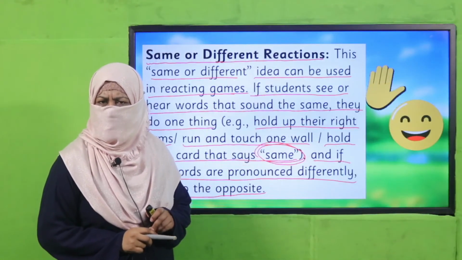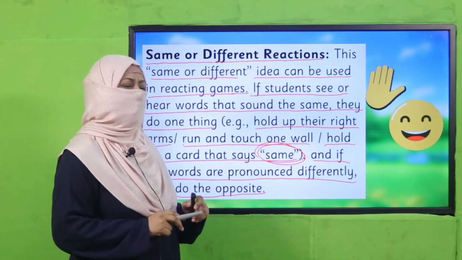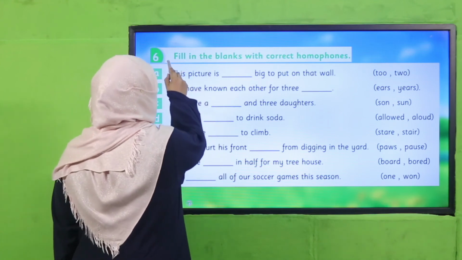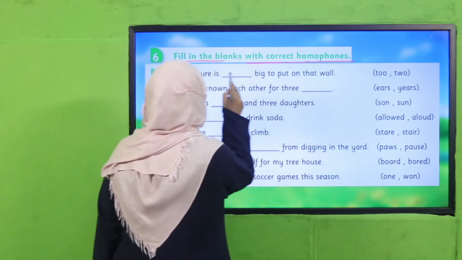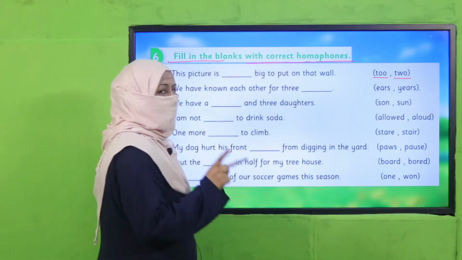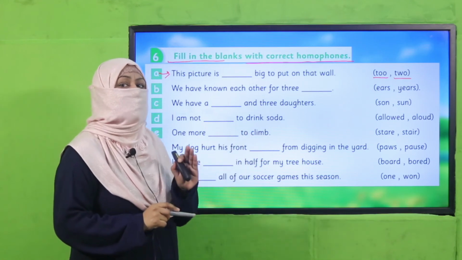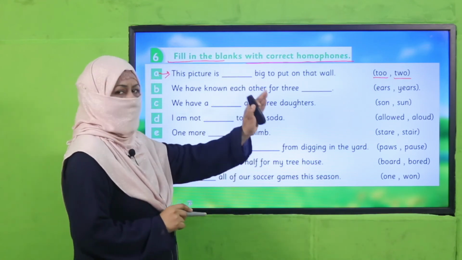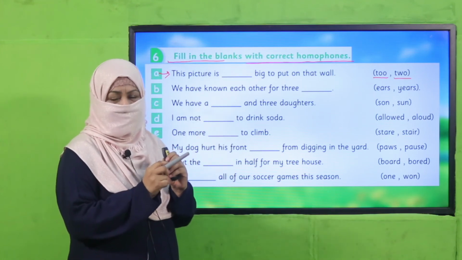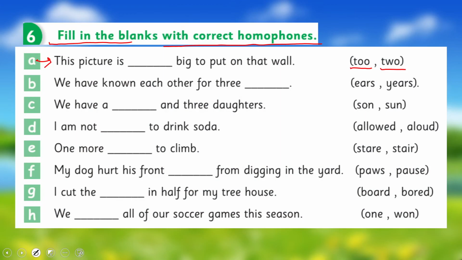Yes, my dear children, are you done with it? Good job. I hope you enjoyed it. Now settle down, calm down, because we are going to practice this concept from the book. Fill in the blanks with correct homophones. Now a sentence is there and there are two homophones. You have to select the one with the correct spelling, because we know they sound the same but they are two different words. So you have to select the correct word to complete this sentence, which goes with the correct meaning. Okay? So pause the video, complete this exercise in your book, and then come back.